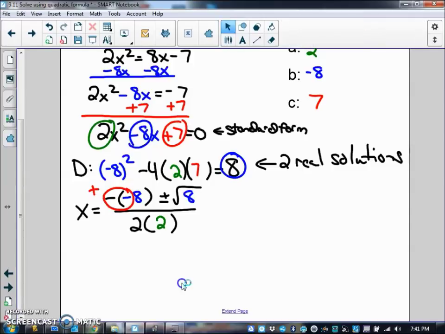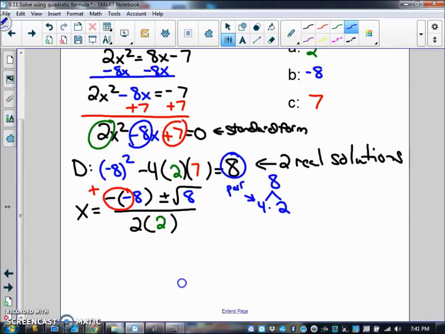8 can be factored into the perfect square 4 times 2. That is a perfect square, which is great. That's going to help us simplify radical 8.